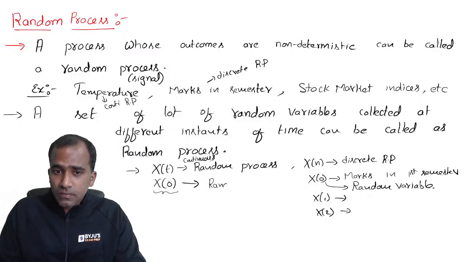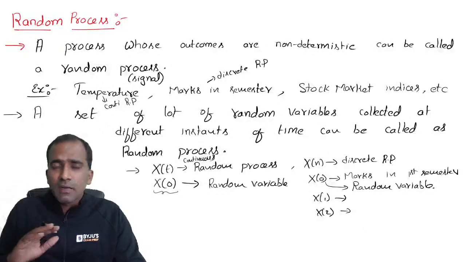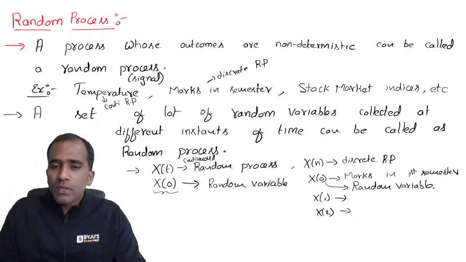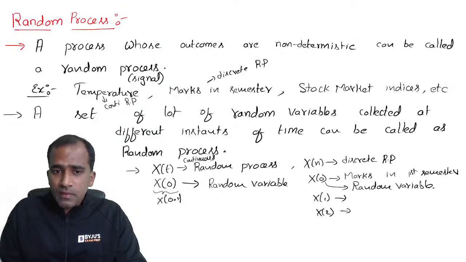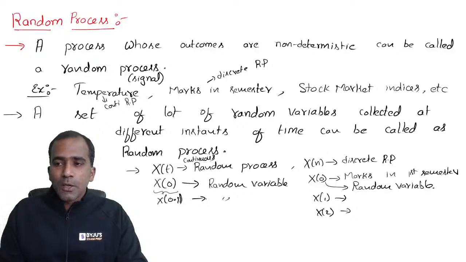So can I call it a random variable? Because at 0 seconds, the temperature can be any value fluctuating around 30 degrees centigrade, 30.1, 30.2, something like that. But I don't know exactly what the value is, so it is a random variable. So x of 1, x of 0.1, yes, that is also a random variable. x of 0.2, 0.3, 0.4, all of them are random variables. Okay, I hope you have understood what a random process is.